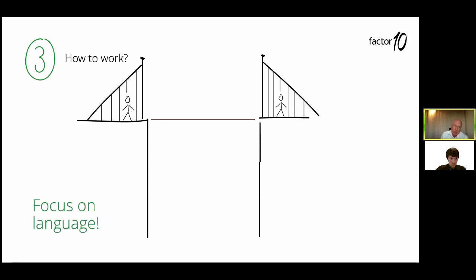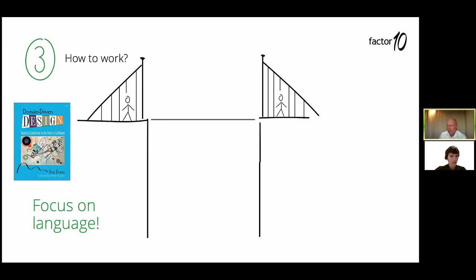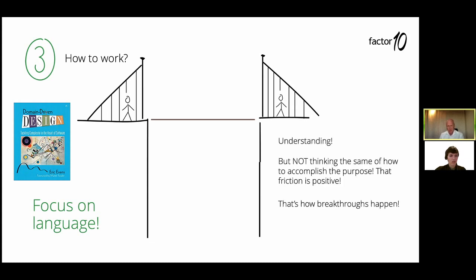So the third suggestion of how to work is to focus on language. Again, for domain-driven design people, this is not a big surprise, of course, because ubiquitous language of domain-driven design is one of the core pillars of the philosophy of domain-driven design. But I said before to try to speak the language of the domain expert. That's a little bit of a trap also.